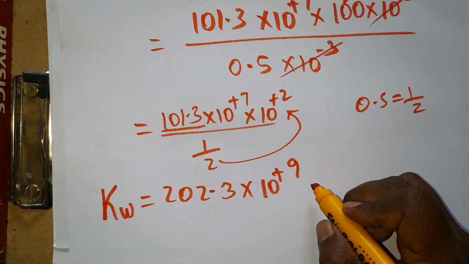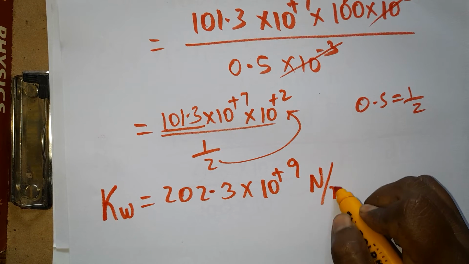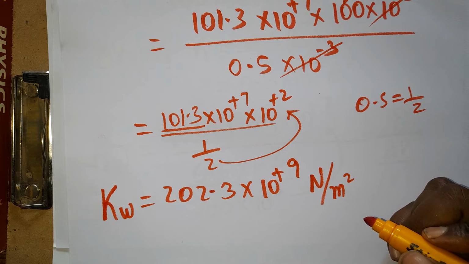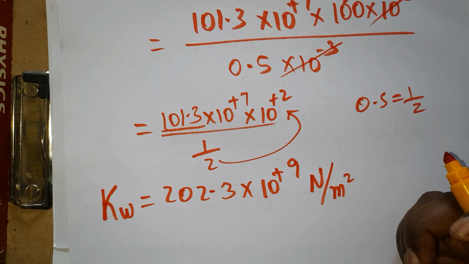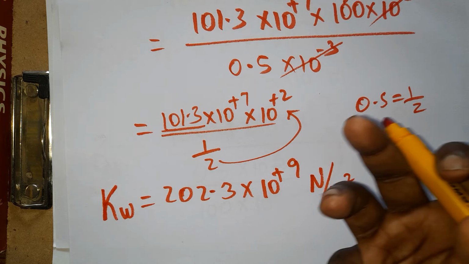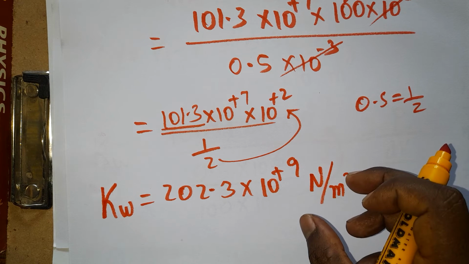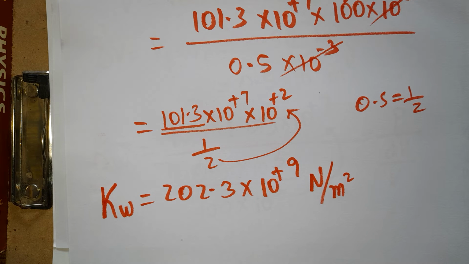The unit of bulk modulus is Newton per meter square. It is stress by strain; the stress has the unit Newton per meter square, and strain has no unit. So I got the bulk modulus of water.